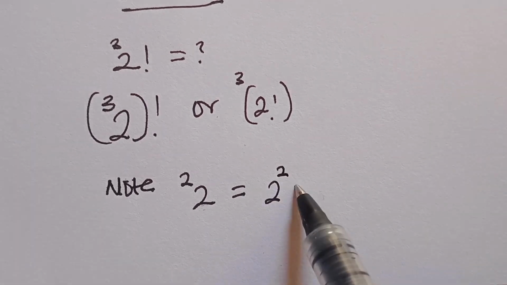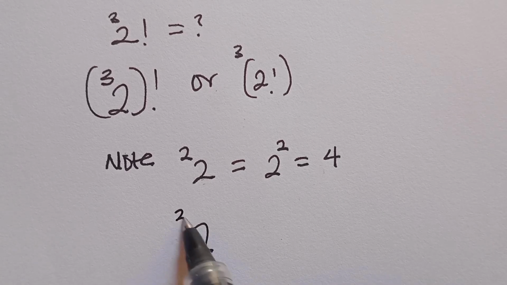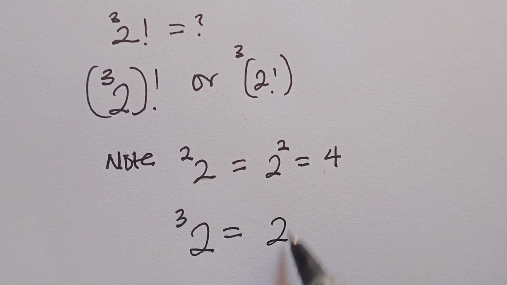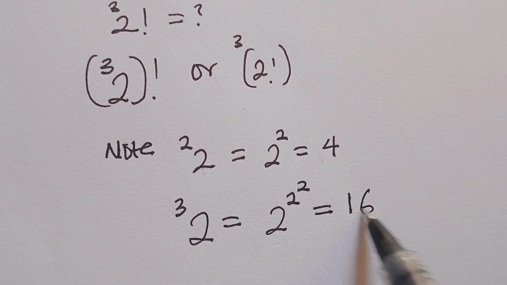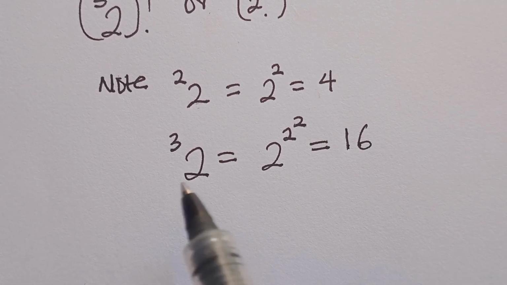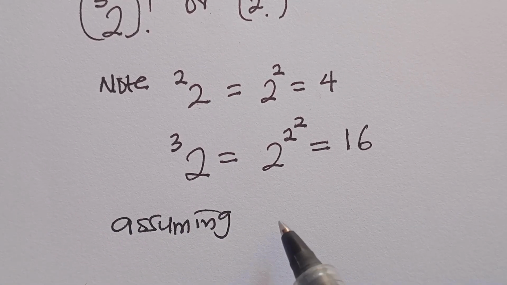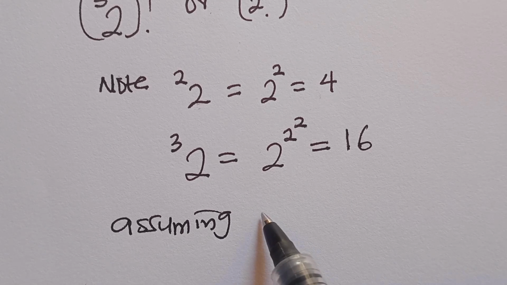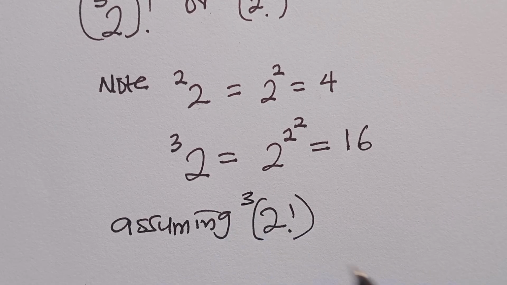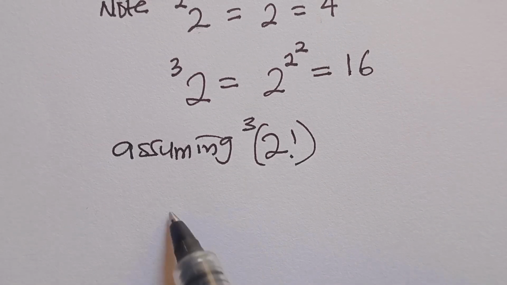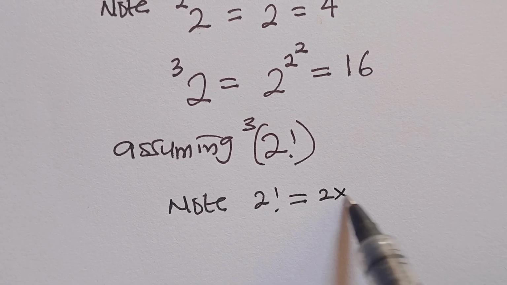Now, note that 2 theta 2 will give us 2 raised to power 2, and that will give us 4. 2 theta 3 will give us 2 raised to power 2 raised to power 2, and that will give us 16. Now, going by our first assumption, we assume that we have 2 factorial everything theta 3, and since we know that 2 factorial is 2 times 1, that will give us 2.